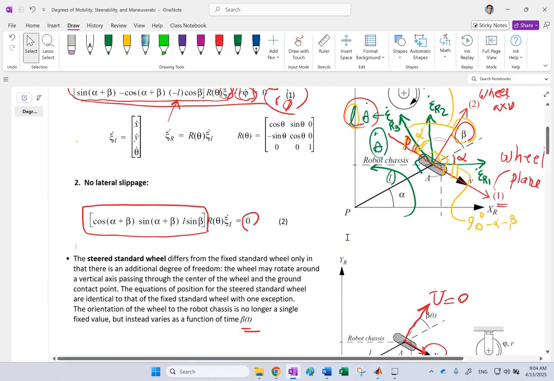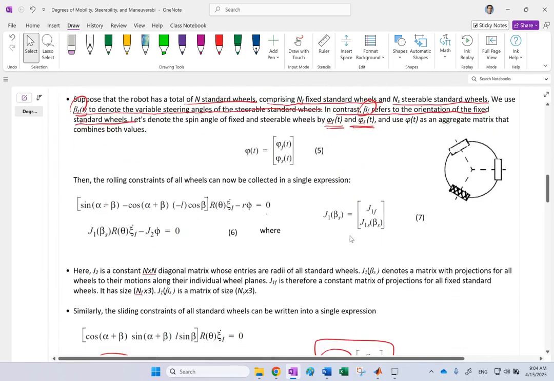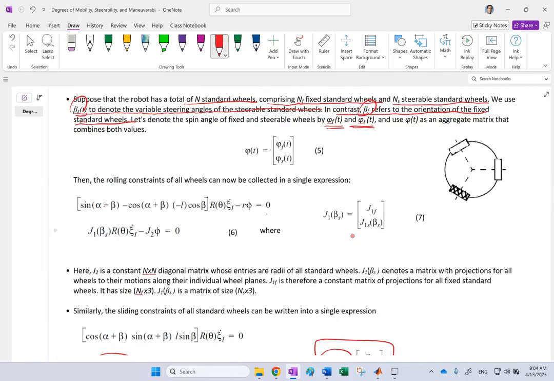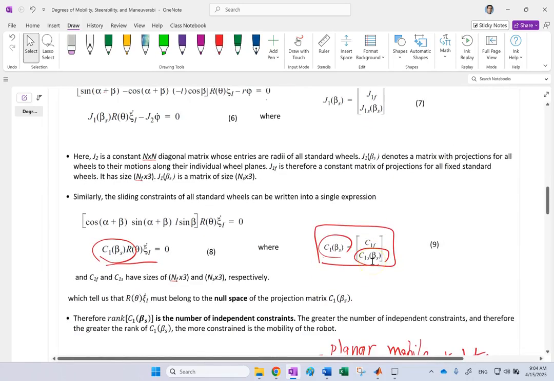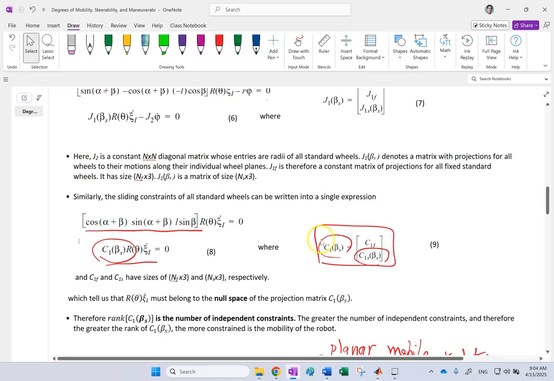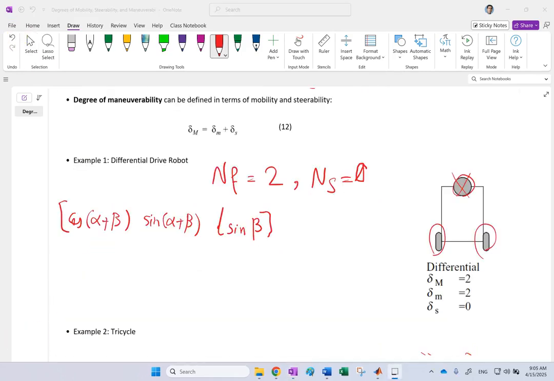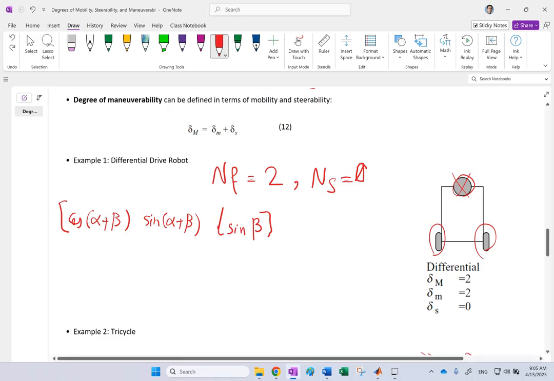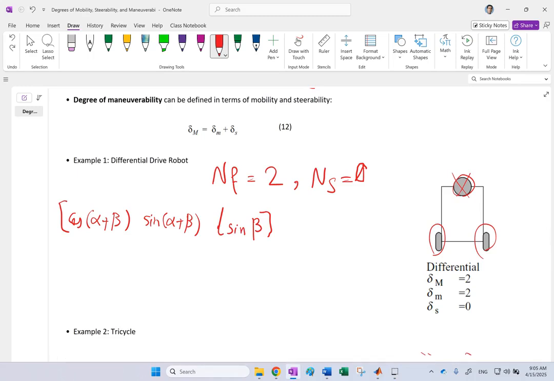Okay, and once we have those, guess what? We can form our C1 of beta S, as you can see here. So the kind of thing that we need is this projection here. We need this one per each one of these wheels. That's all we need. So let's go ahead and calculate it.